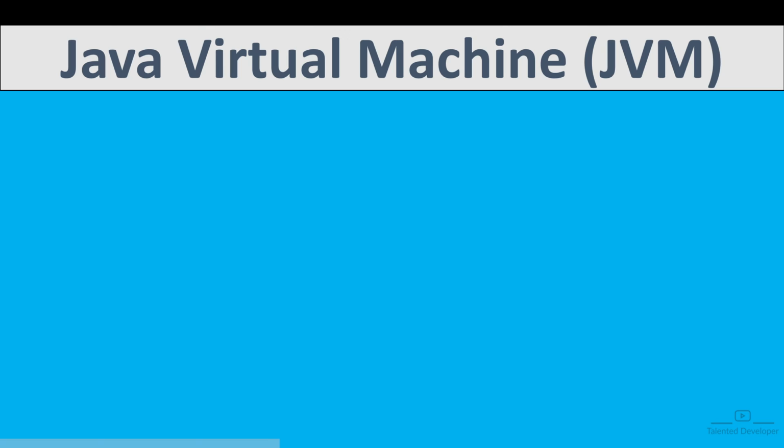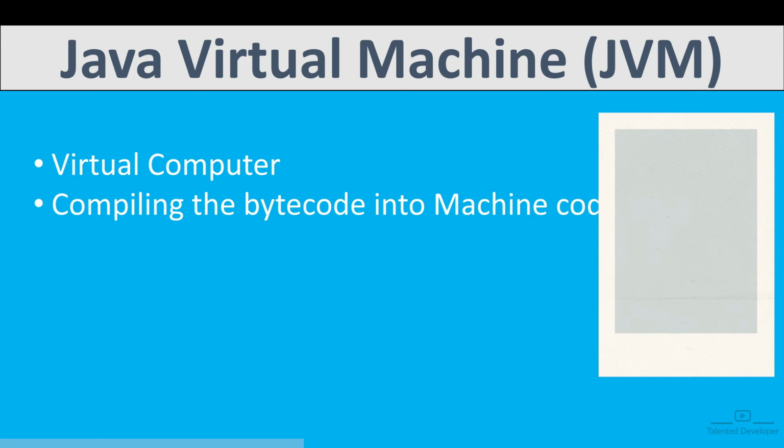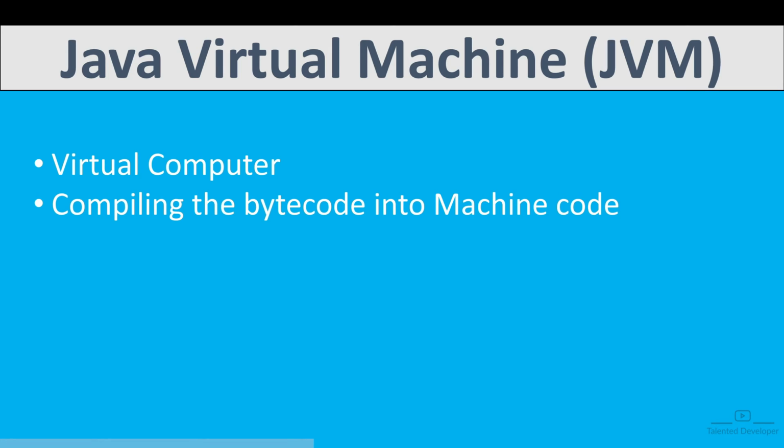So let's start with JVM, that means Java Virtual Machine. The JVM is the backbone of Java development. Think of the JVM as a virtual computer that executes Java bytecode, because the JVM does not physically exist. Whenever you compile your code using javac, it converts your code into bytecode, and Java bytecode is the instruction set for the Java Virtual Machine.